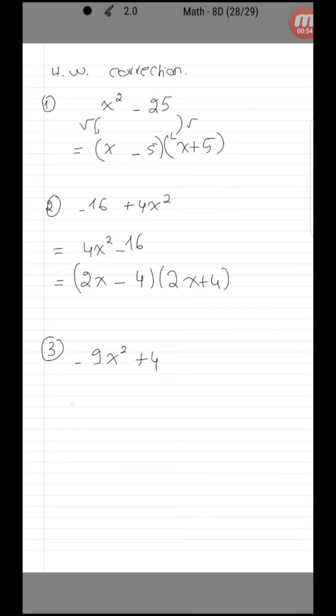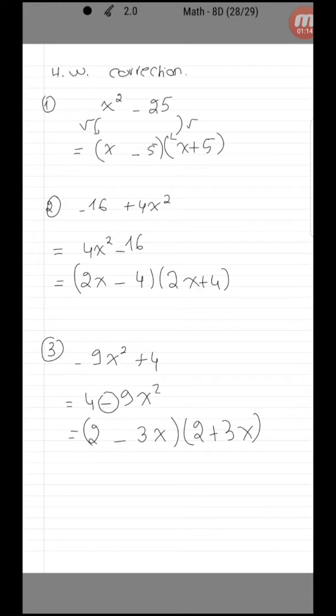For number 3, I need to rearrange the terms. I need to have the subtraction in the middle. Now the radical of 4 is 2, and the radical of 9x squared: the radical of 9 is 3, and the radical of x squared is x. Now 2 minus 3x, 2 plus 3x.